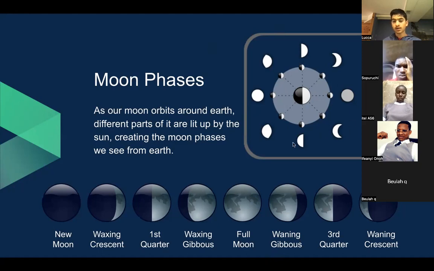And these all repeat every single month, basically, as every single time the moon goes around the Earth, it repeats. And that's why sometimes when you look at the moon, sometimes it's full, sometimes it might be a half moon, or sometimes you just don't see any moon because it's a new moon.